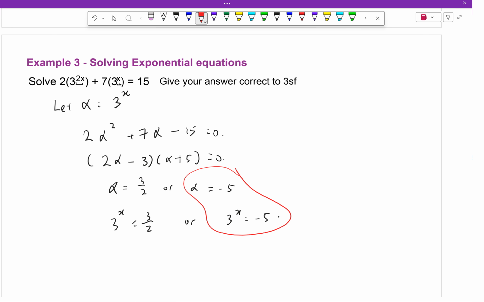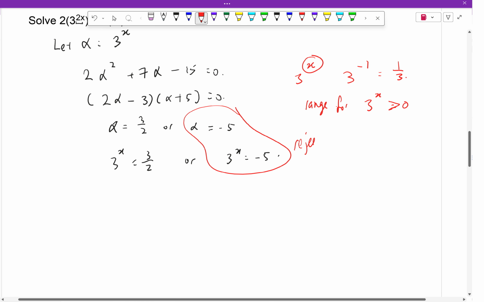Why is that? Because we have 3 to the power of something, even if x is negative, okay, even if it is negative, for example, 3 to the power of negative 1, it's always positive. So the range for 3 to the power of x is always bigger than 0. It's never 0, but it's always bigger than 0. So hence, reject. Now we only focus on the left side.